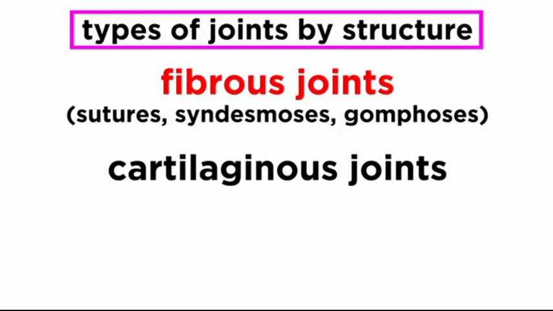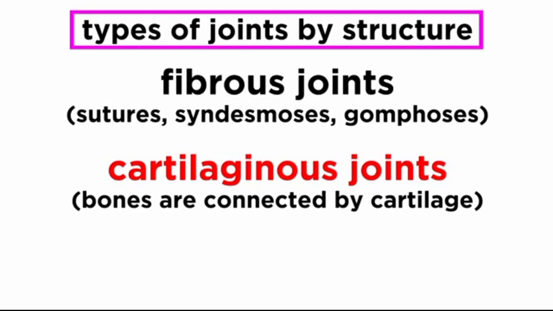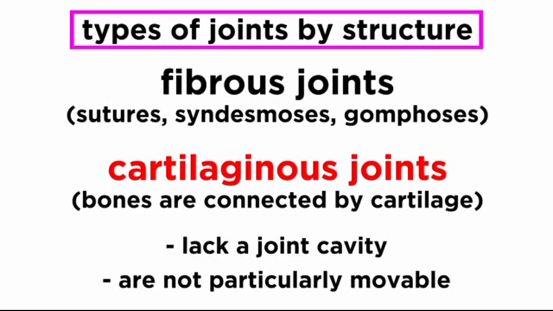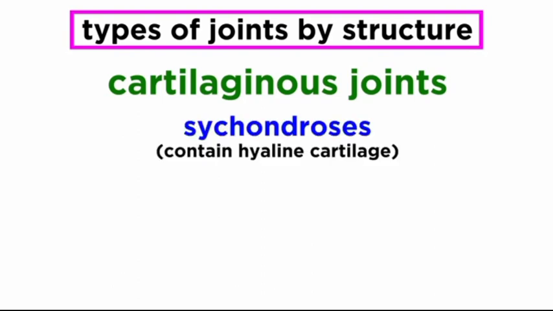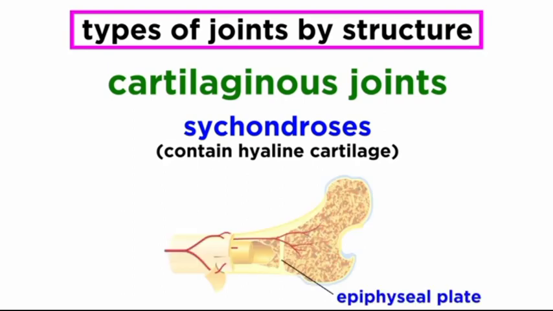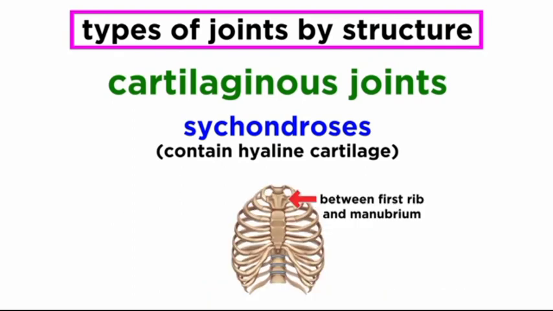Next, after fibrous joints, we have cartilaginous joints. Here, as one might guess, bones are connected by cartilage. These also lack a joint cavity and are not particularly movable. There are two types of cartilaginous joints. The first are synchondroses, which contain hyaline cartilage. Before, we mentioned the epiphyseal plate in long bones of children, which allow for bone growth, and that is an example of this type of joint.